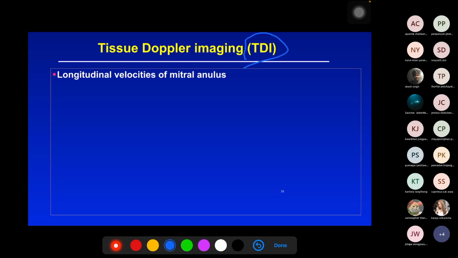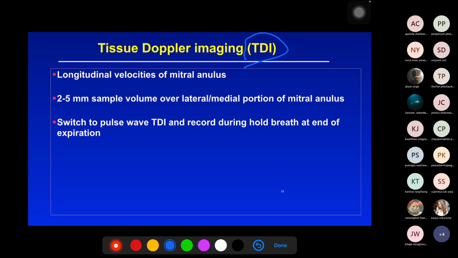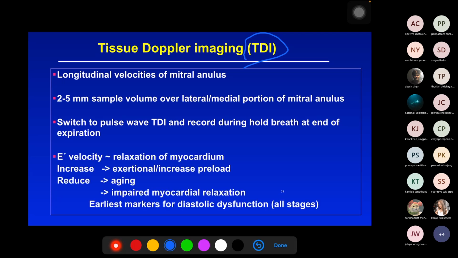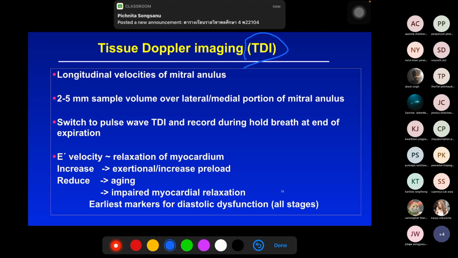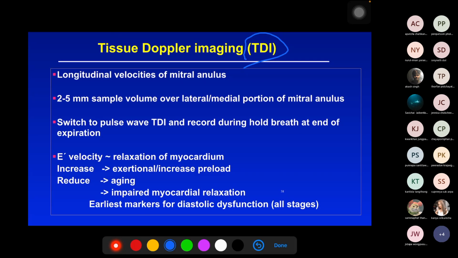What about the TDI? When to perform it, you point the sample volume at the medial and lateral parts of the mitral valve annulus. You switch to pulse wave TDI and record during breath holding at the end of expiration. You might get the image with S prime, E prime, and A prime velocity. This might help us grade the diastolic dysfunction too.